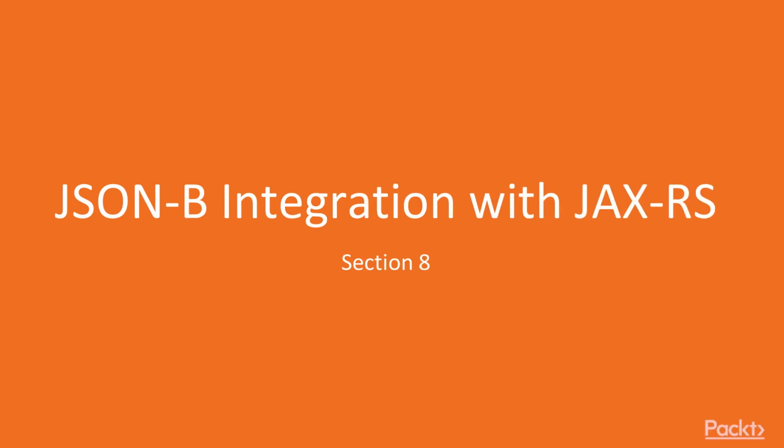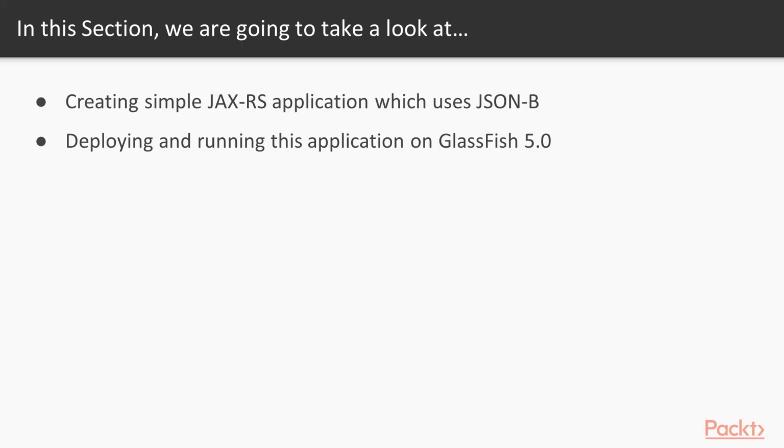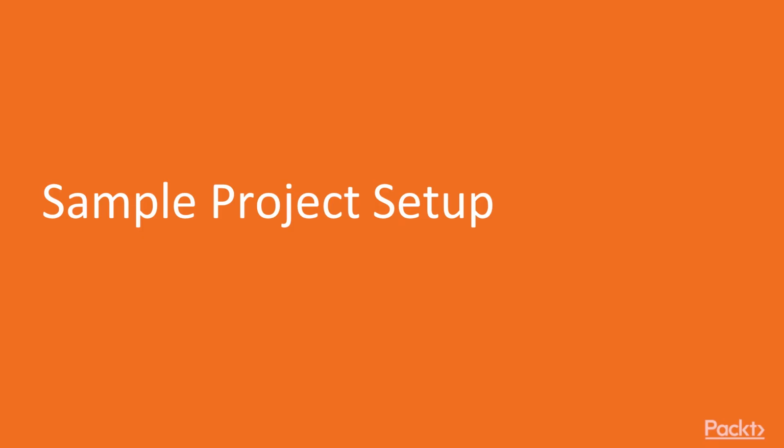This is section 8 of JSON in Java Enterprise Edition 8 hands-on training, JSON-B integration with JAX-RS. In this section, we are going to create a simple JAX-RS application which uses JSON-B, deploy and run it on Glassfish 5 application server, and demonstrate how JSON-B is integrated with JAX-RS. Let's get started. And this is the first video of this section.